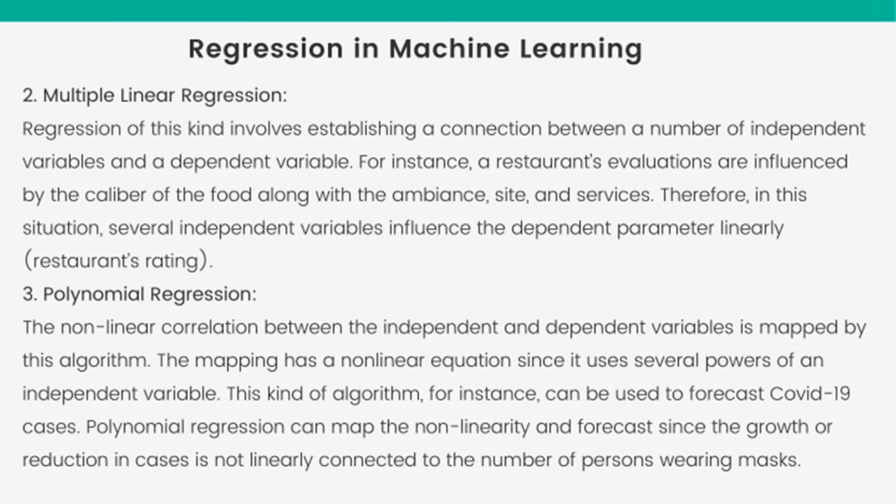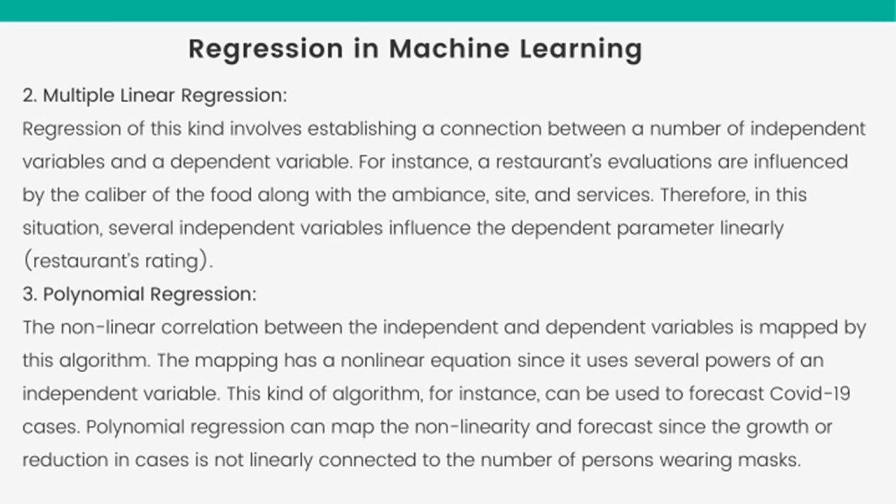Regression in machine learning, 2. Multiple linear regression. Regression of this kind involves establishing a connection between a number of independent variables and a dependent variable. For instance, a restaurant's evaluations are influenced by the caliber of the food along with the ambience, site, and services. Therefore, in this situation, several independent variables influence the dependent parameter, the restaurant's rating, linearly.